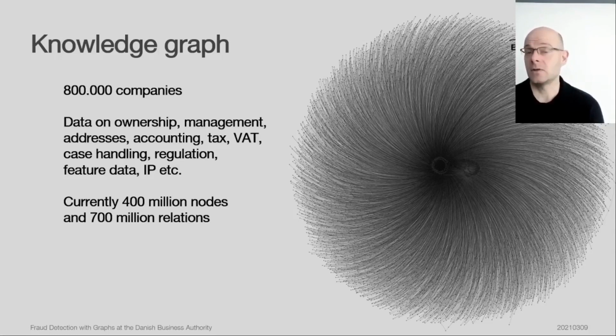And we also have model data put back into the graph, and that is something that's proven quite valuable in relation to also governing a lot of machine learning models. So right now we have, as it says, 400 million nodes and 700 million relations. It's growing quite fast. At the moment we're growing by 100 megabytes per day in the graph.